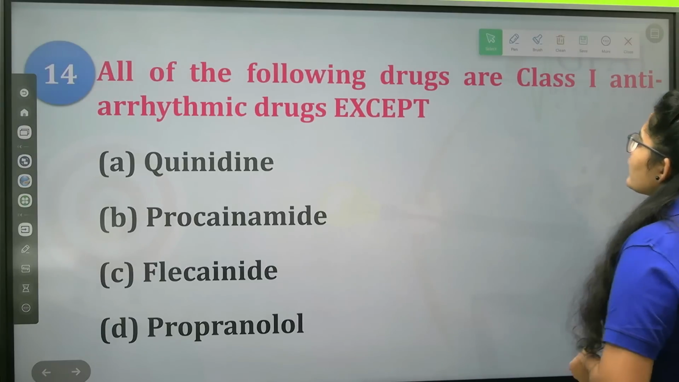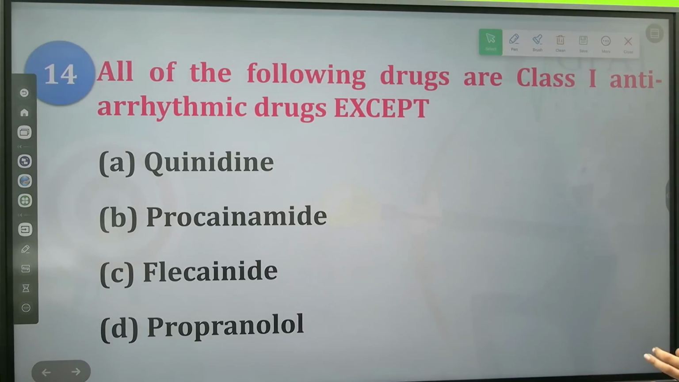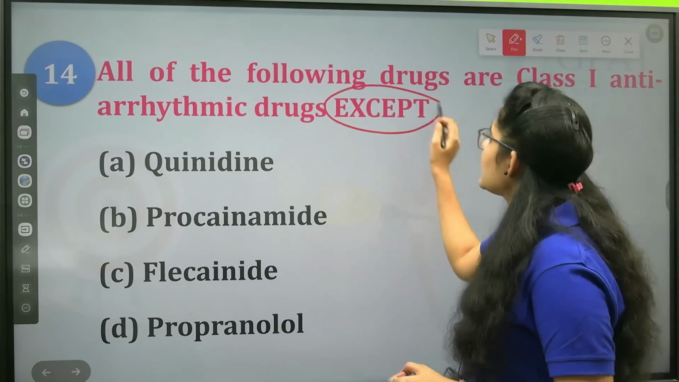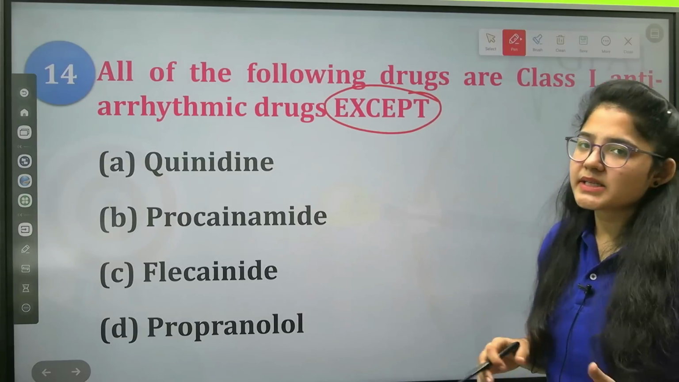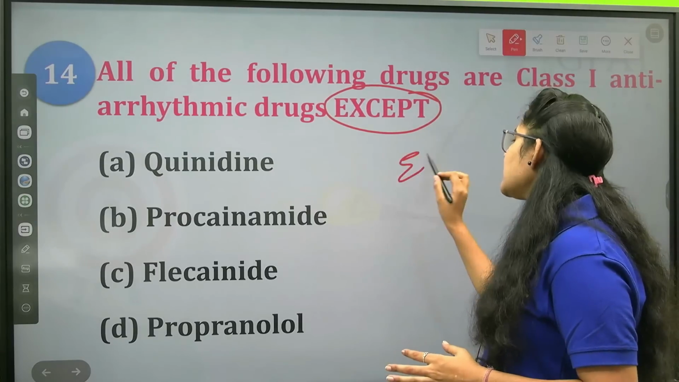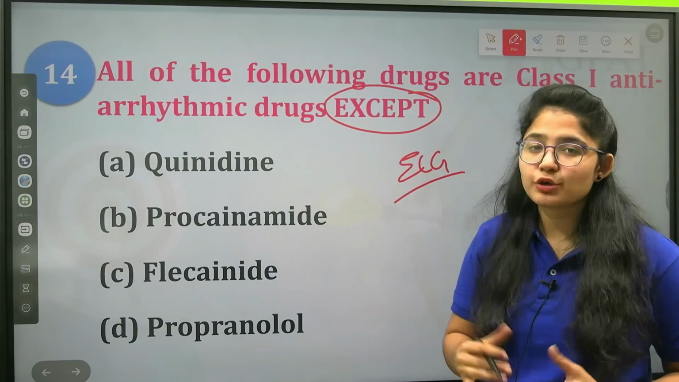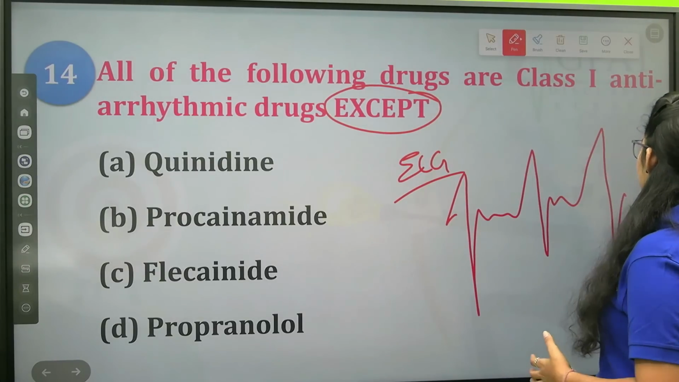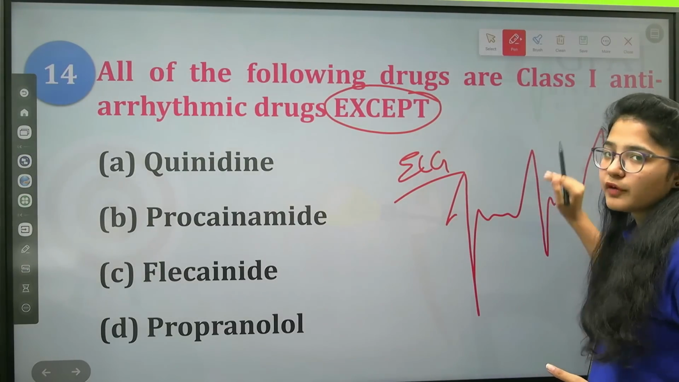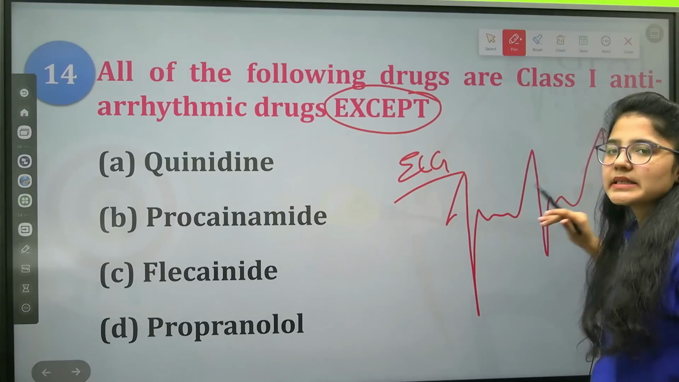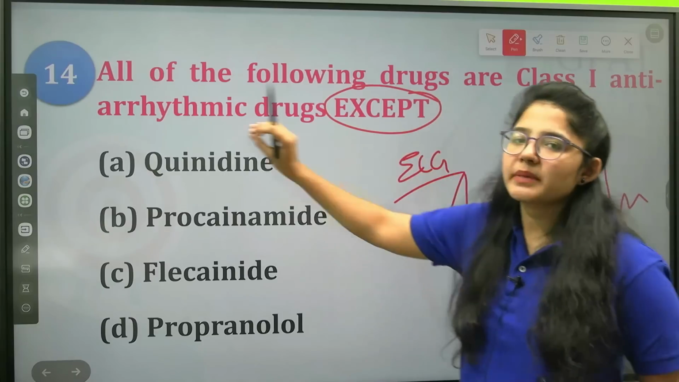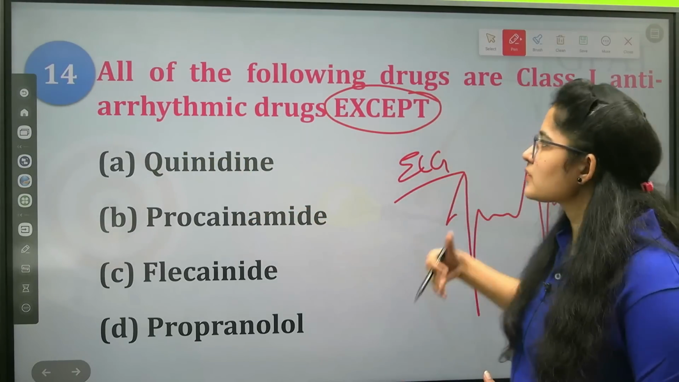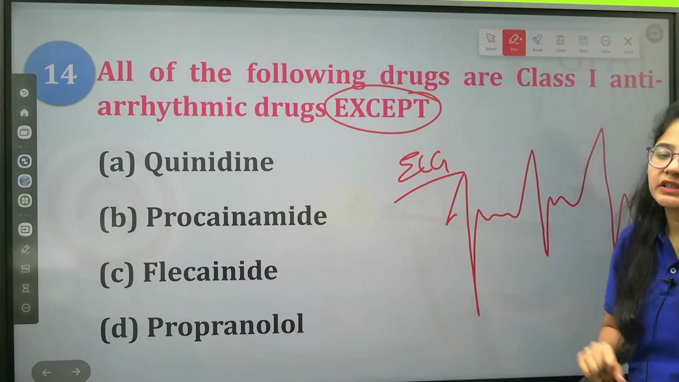All of the following drugs are class 1 anti-arrhythmic drugs except. Here we have the word except. And what does arrhythmia mean? Have you ever seen an electrocardiogram? It shows our heartbeat like this. This is the rhythm of your heart, and imbalance in the rhythm is known as arrhythmia. And to treat this imbalance, we use anti-arrhythmic drugs.